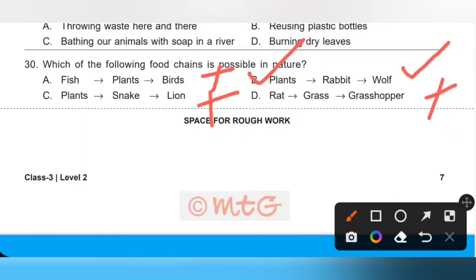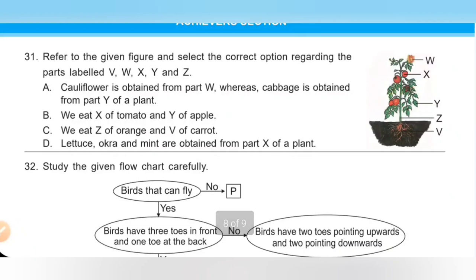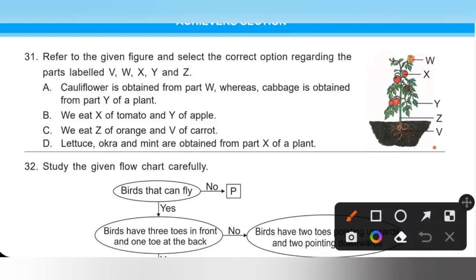Next, Achiever section 31. Refer to the given figure and select the correct option regarding the parts labeled V, W, X, Y and Z. So V is root. W is flower, X is fruit, Y is leaf, Z is stem. So option A, cauliflower is obtained from part W. W is flower. Cauliflower is obtained from flower. It is the correct statement.